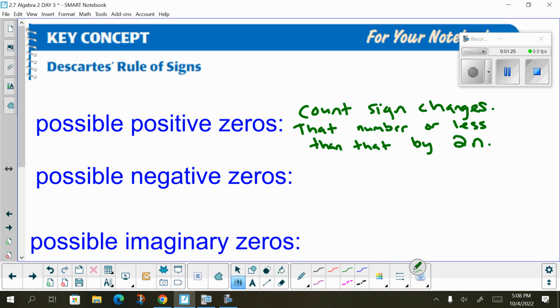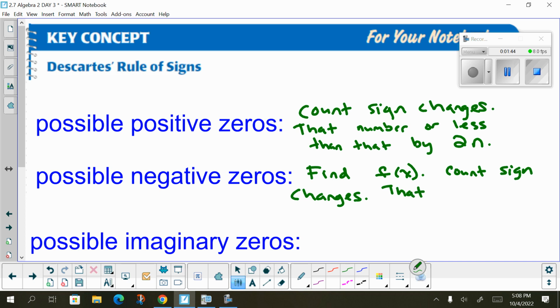of numbers. For possible negative zeros, you find f of negative x. Then you count your sign changes. And it's that number or less than that number by a multiple of 2.